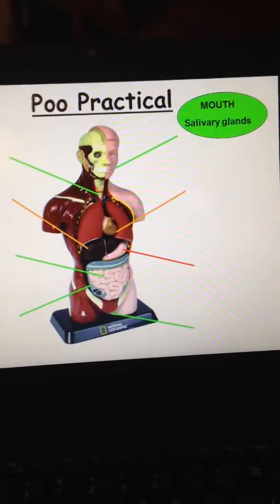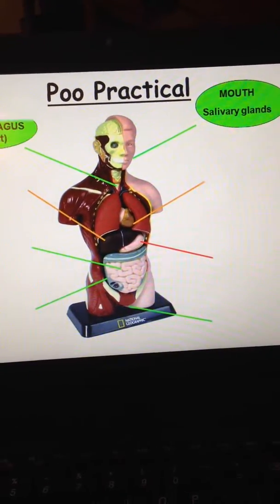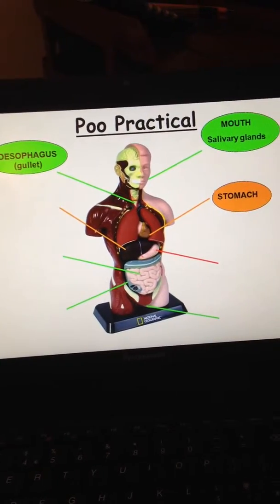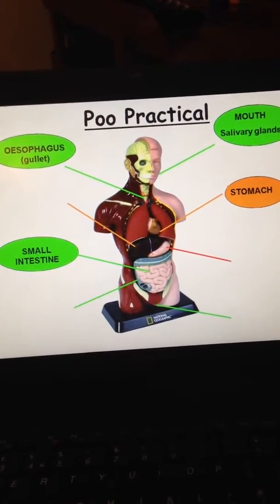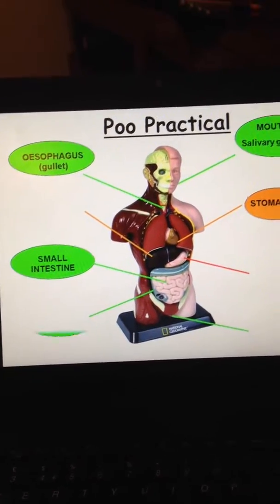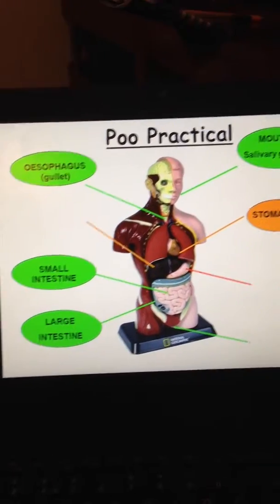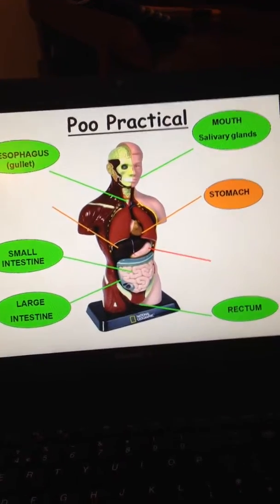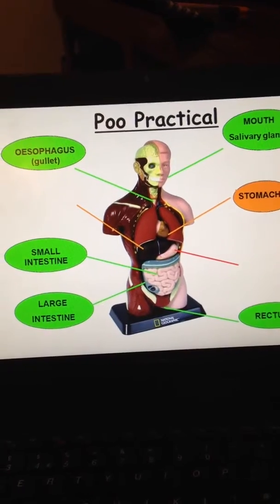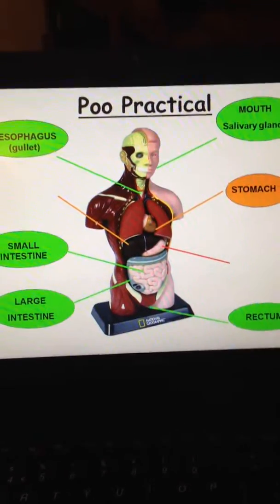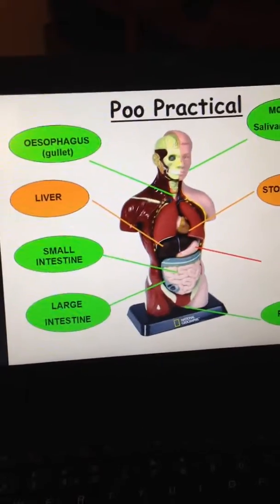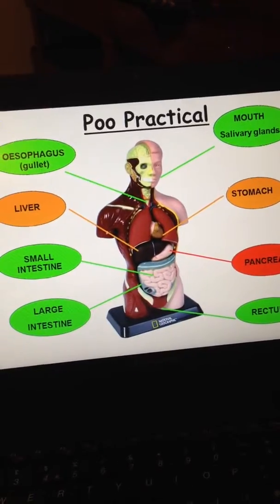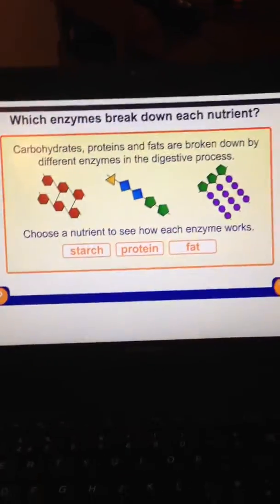So we've got the mouth, and then the food would go down the esophagus or the gullet, into the stomach, from the stomach through to the small intestine, through the large intestine, and finally any waste products would leave out of the rectum, which is the last little part of the large intestine. You also need to know why the liver is important in digestion, and also the pancreas, and we'll come on to those in a minute.